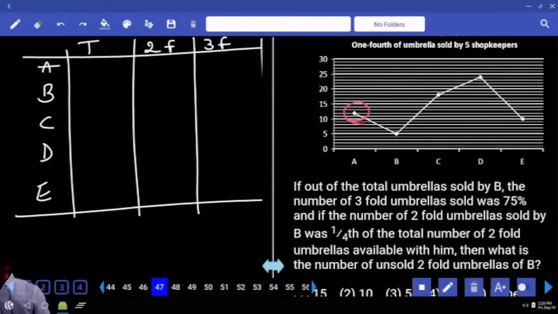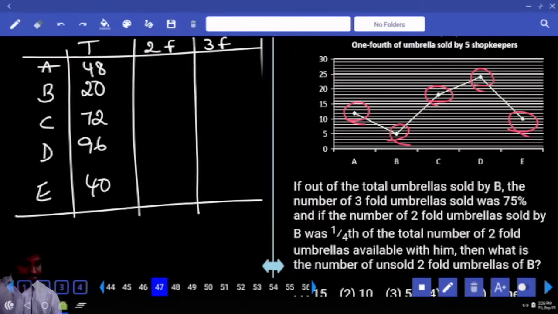0, 5, 10. So each subline is 1 only. This is 12. If 1/4 is 12, multiply it with 4, 48. 5 into 4, 20. 18 into 4, 72. 24 into 4, 96. 10 into 4, 40.